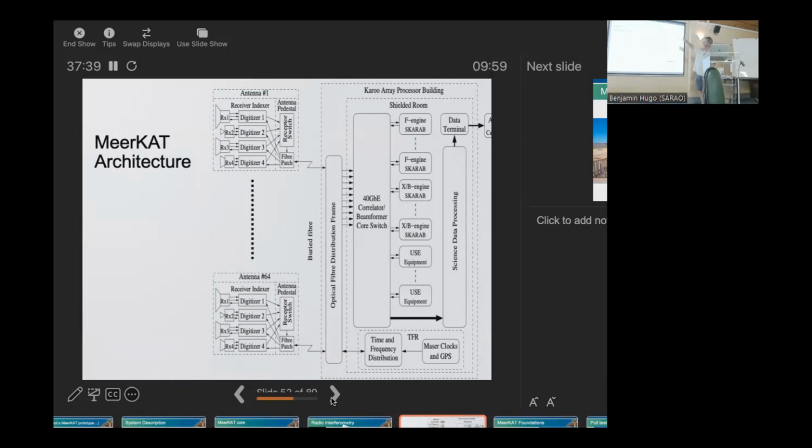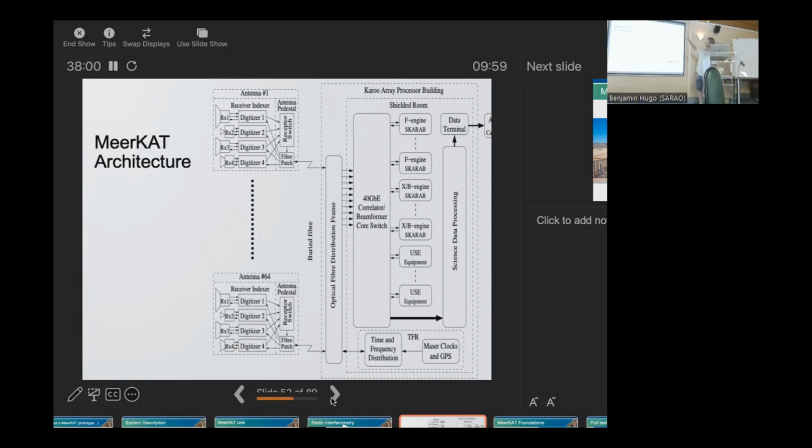On the left-hand side there, you have what I call the antennas or receptors. And there's 64 of those in the case of MeerKAT. On each of those antennas, we have up to four receivers. MeerKAT has three receivers, but a space for a fourth. So you have those receivers. Each of them covers around about a factor of two in bandwidth, in frequency.